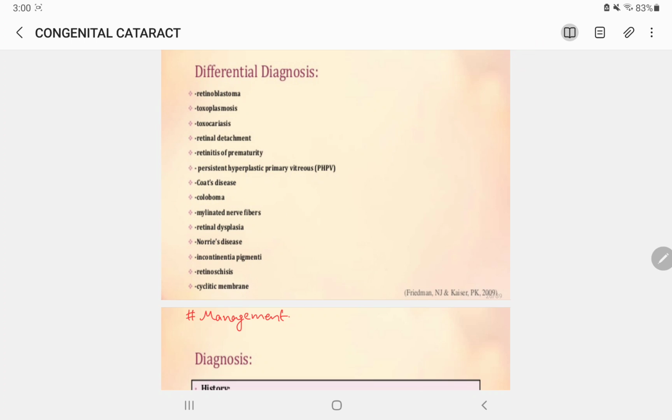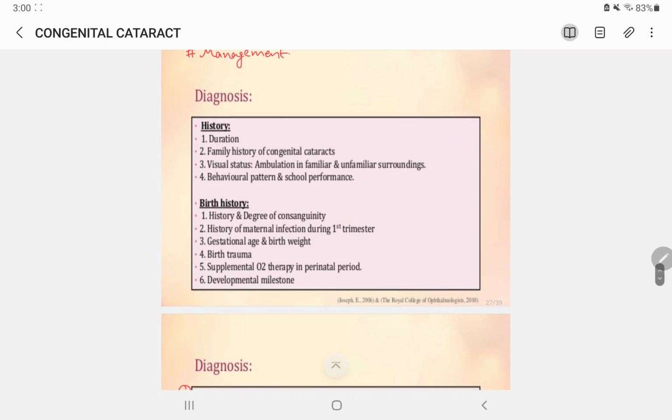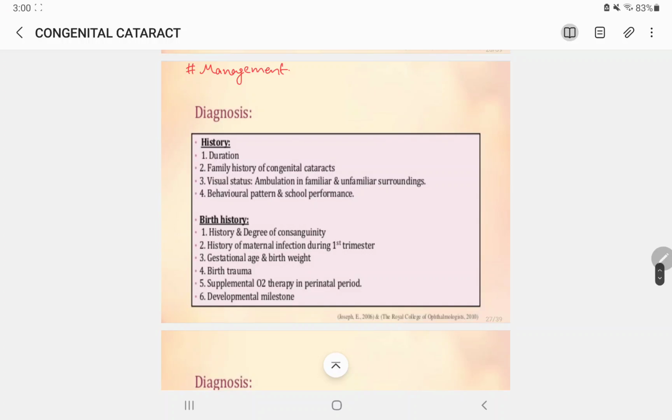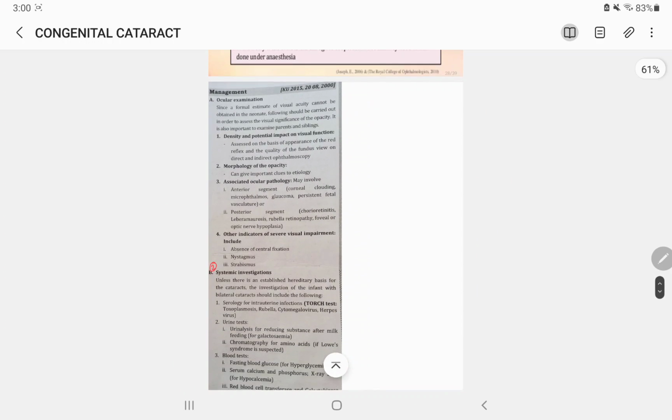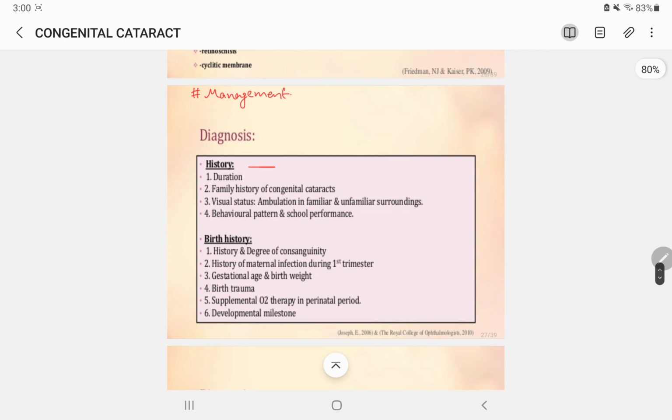So now let's go to the management. Diagnosis and management: how will you manage? It will start from the history. Let's start with the duration, from when the symptoms have been seen, and any familial history of congenital cataract. Whether the child's brother or sister, parents, or even grandparents had any kind of congenital cataract or not.